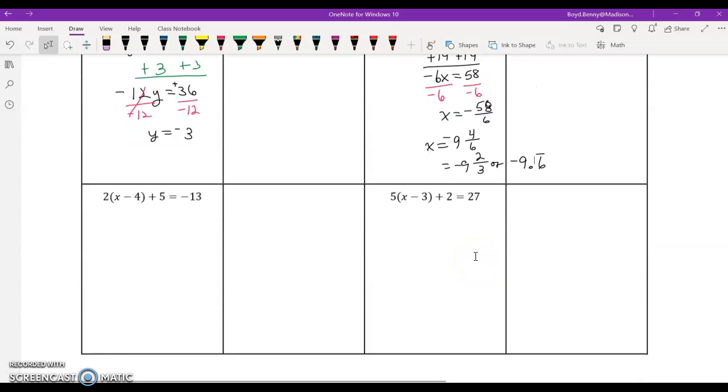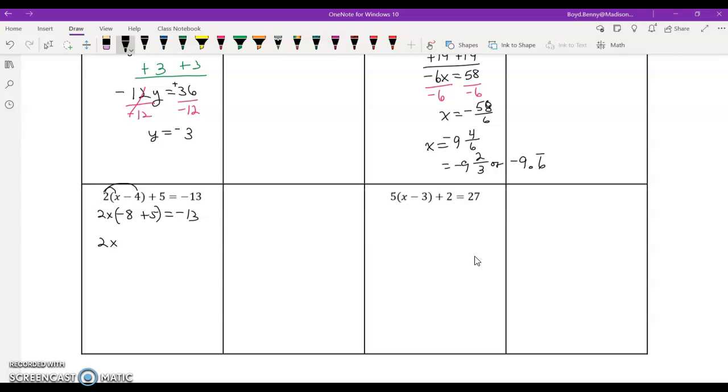No, let's go ahead and do these last two. We've got a couple more minutes. We can run the video. All right, so let's go ahead and distribute on this one. Notice I've got a number times the parentheses, plus 5 equals negative 13. So distribute. Then we're going to combine our like terms.